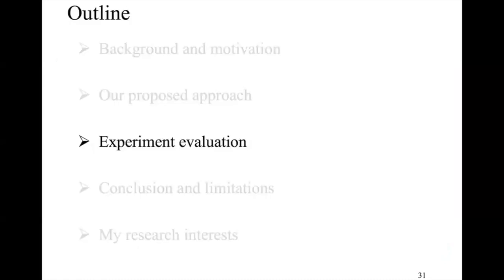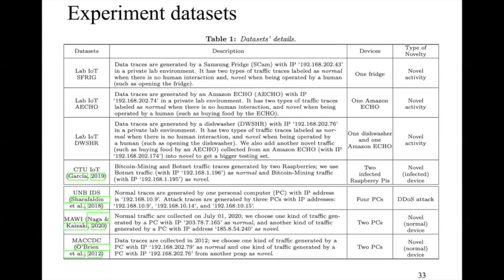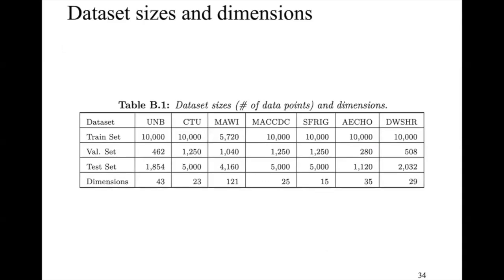The rest of it is just the experiment evaluations. We compared on several data sets. There is malicious traffic, also normal traffic. There are some public data sets, also some synthetic data sets. I won't talk too much about this, just for the time. Here it just shows the different data we use, the data size and the dimension. The dimension ranges from 15 to around 121.